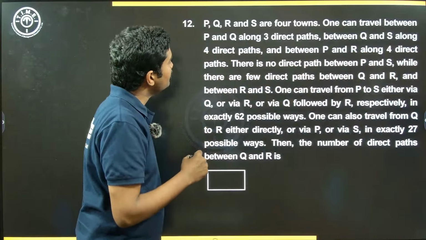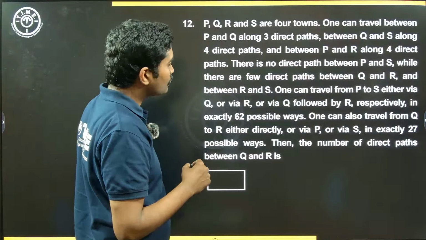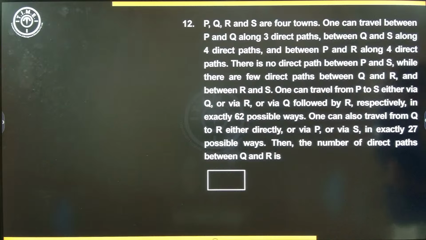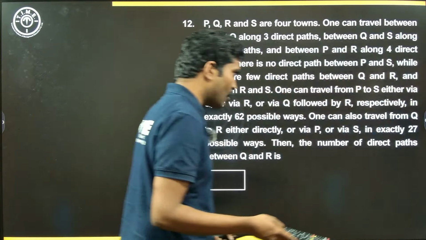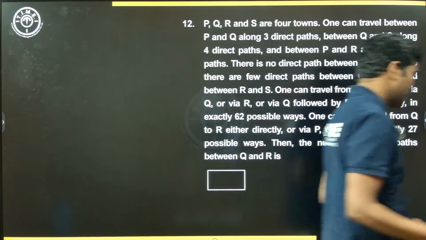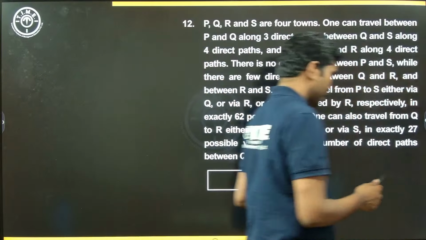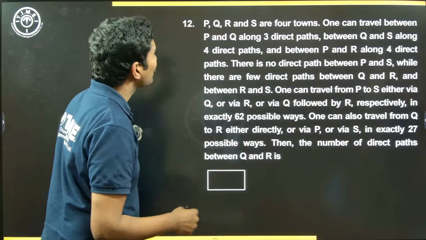P, Q, R, and S are 4 towns. One can travel between P and Q along 3 direct routes. Let me adjust for blur. I hope it's better now. Yeah, thanks. So there are 4 towns.